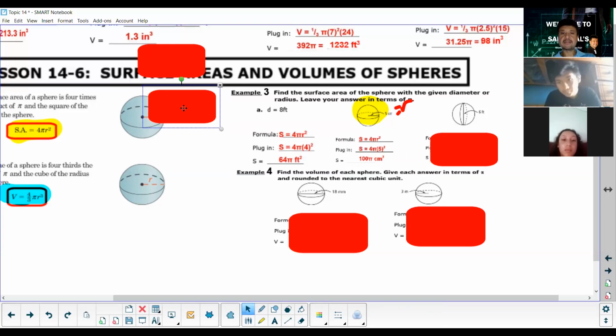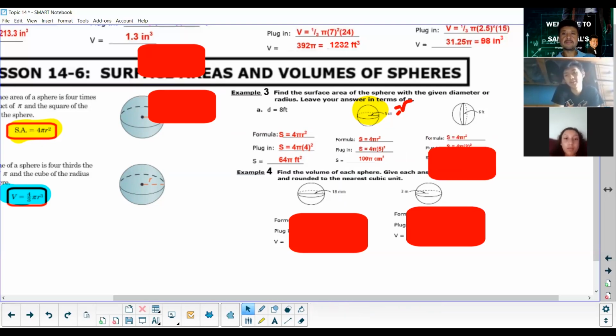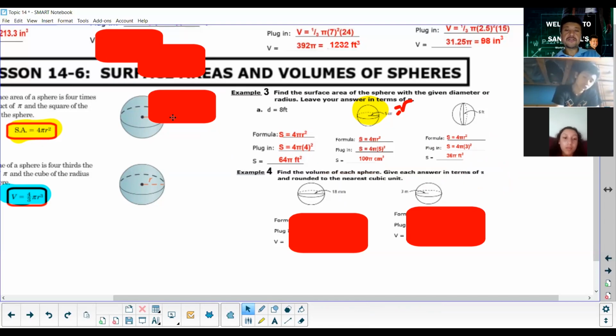So Marcus, what should the next one be? The next one has a diameter of 6. The radius would be 3. Good. So 4 pi 3 squared. 3 squared is 9, so 4 times 9 is 36. So we end up with 36 pi. Okay, good. All right. So now, Celeste, we're going to shift gears.